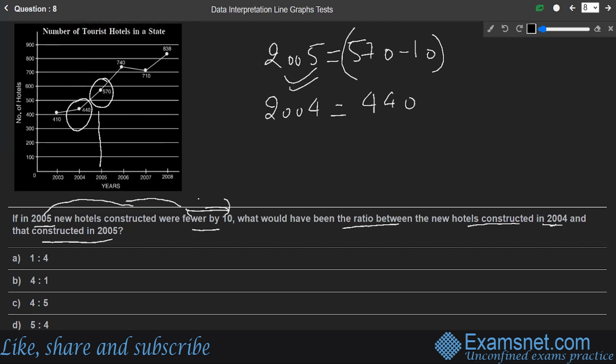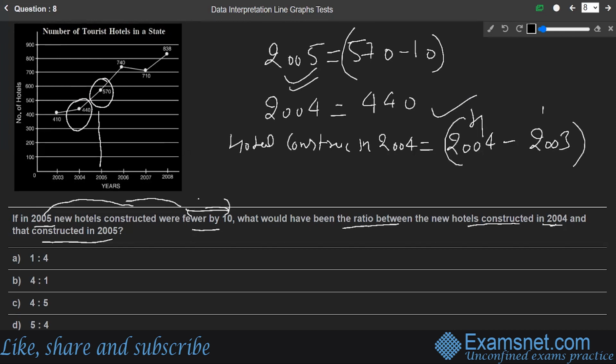Now we are supposed to find out the new hotels constructed. The total number of hotels is 440 in 2004, but how many have been constructed? For that we need to subtract from 440 the number of hotels in the last year. Hotels constructed in 2004 will be the total number of hotels in 2004 minus the total number of hotels in 2003. So how much is that? 440 minus the number of hotels in 2003, which were 410. So the number of hotels constructed in 2004 is nothing but 30. This is the first data.